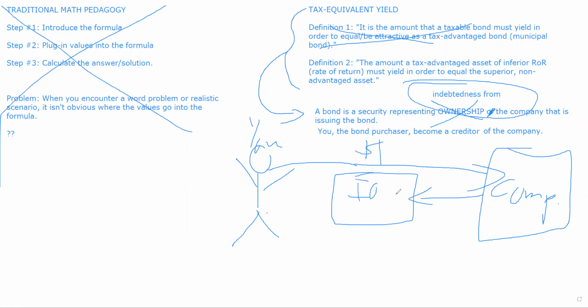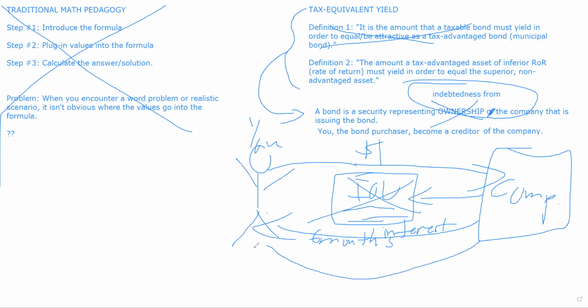Which is kind of an IOU, and about every 6 months the company is going to continue to pay you interest. And then at the end, once the bond is done, all the terms in the bond, the company gives your money back. That's called the principal, right? It returns your principal to you.